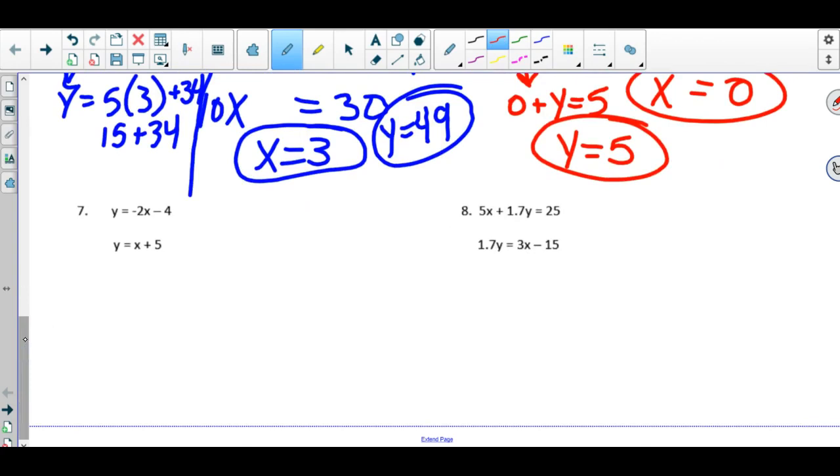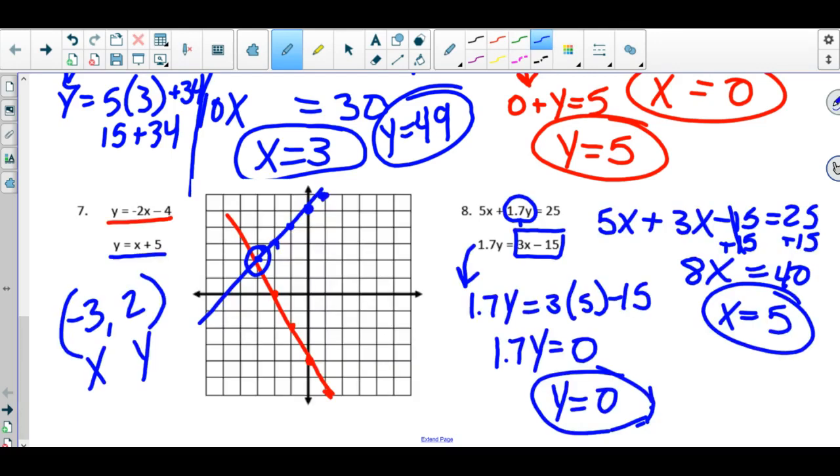7 and 8, just to save a little bit of time, I've already gone through all 3 methods. I'm going to pause it and give you the answer. All right, here on number 7, graphing seems to be the easiest. When I graph the 2 lines, I get the intersection right here at -3, 2.